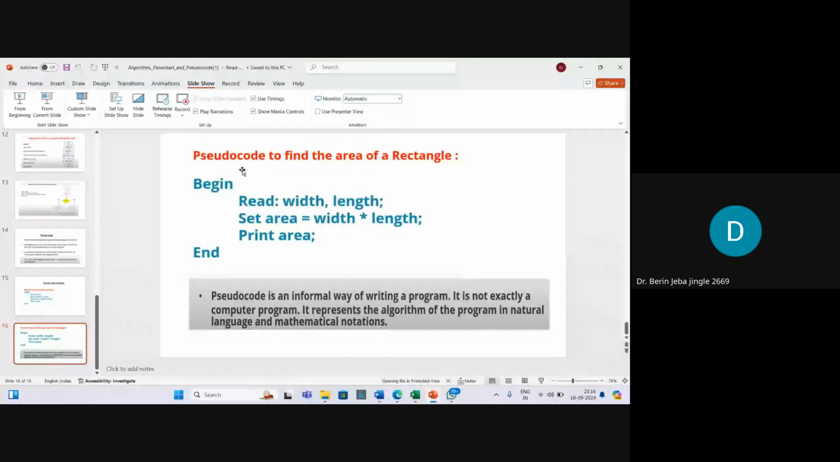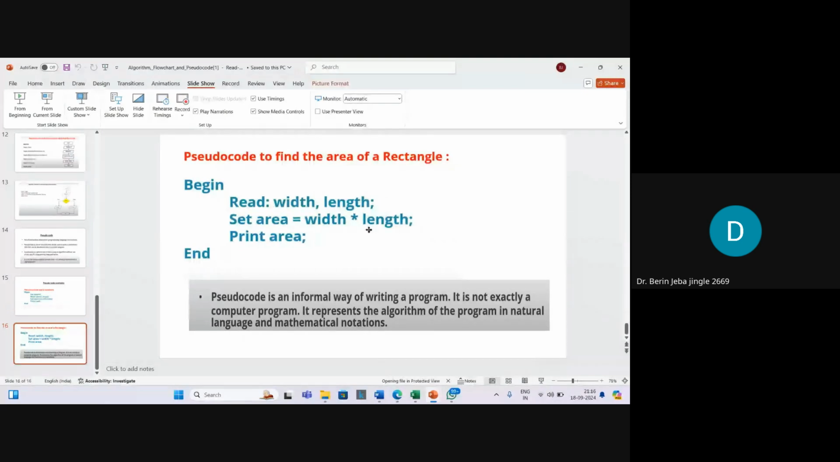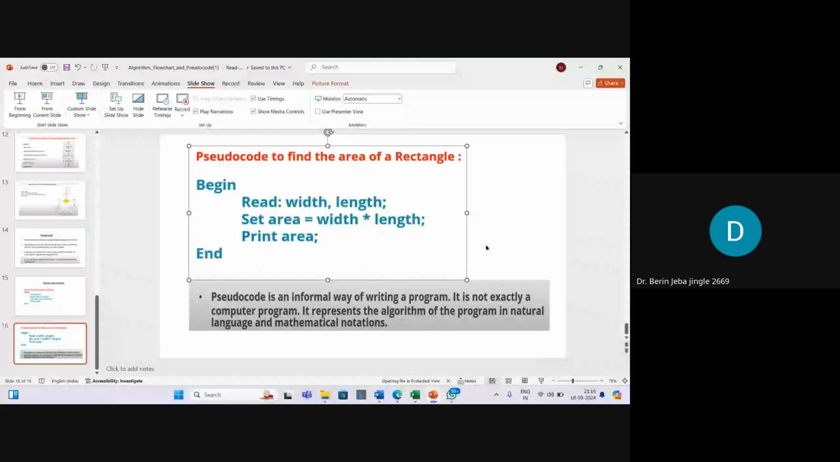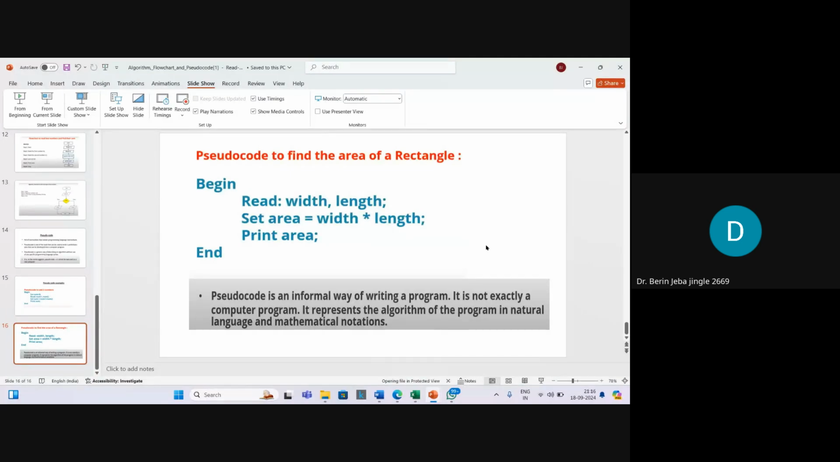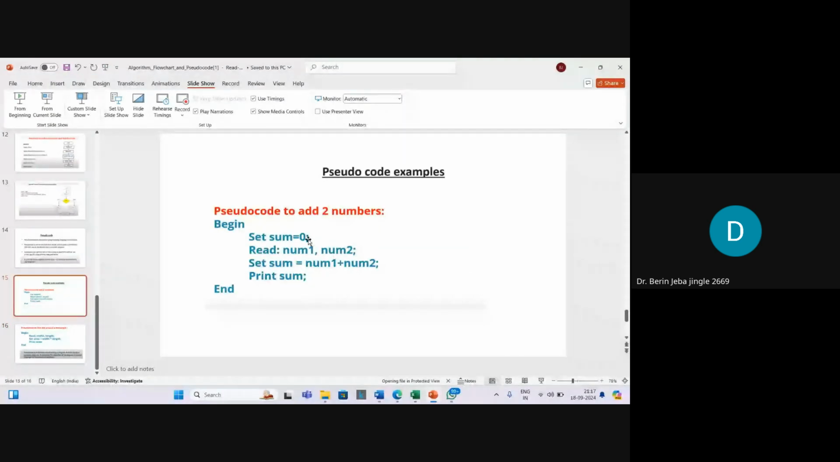Again, we are going to write a pseudocode to find the area of the rectangle. So we begin, read width, comma, length, two things. Because area is equal to width into length, we will print the area. In these cases we have to set, so that later while I'm teaching the programming language, you will be able to understand everything.